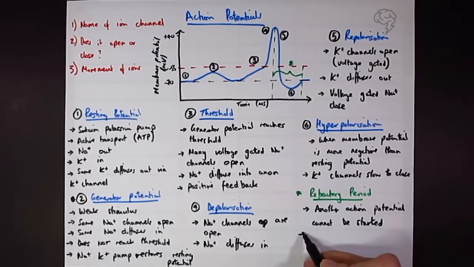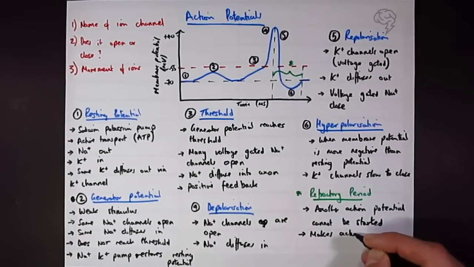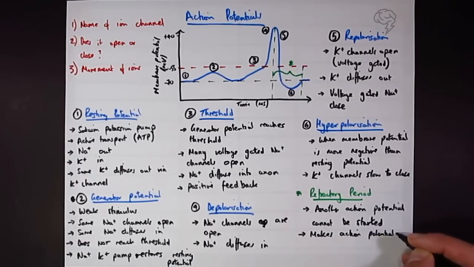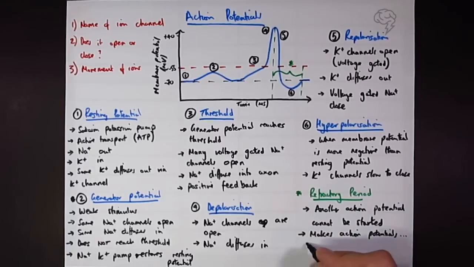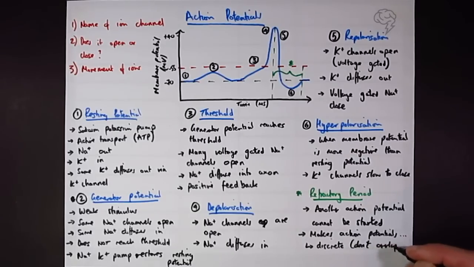It also ensures that action potentials are, in the mark scheme or the exam paper, it's going to say discrete. Discrete means not that it's subtle, but they're separate. They don't overlap. So it makes action potentials, first of all, we can say discrete. I'll put don't overlap in brackets. And we can also say it makes it unidirectional. Uni is one, directional is obviously with a direction, so this means one way.